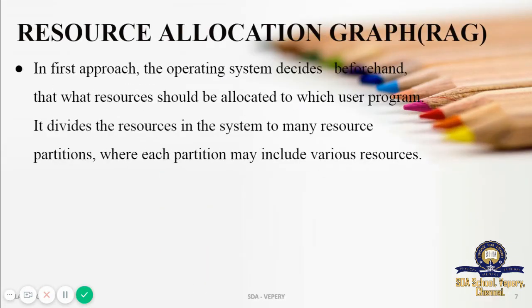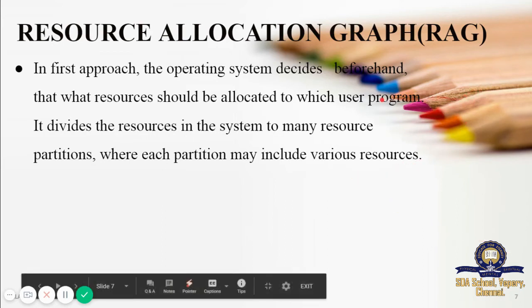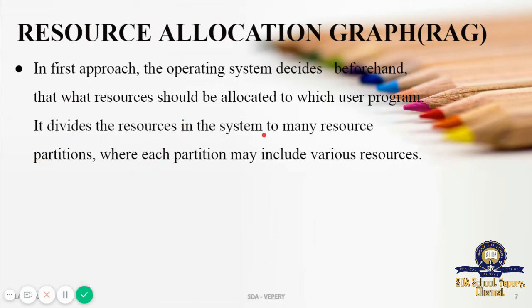This is the first approach. In this first approach, the operating system decides beforehand. As I said, you fixed partitions, so it is fixing the resource partitions for you in this approach. In the resource allocation graph, we have two processes. The first approach is fixing the partitions, and deciding what resources should be allocated to which user program. This is what it is pre-planning. It divides the resources in the system into many resource partitions, where each partition may include various resources.